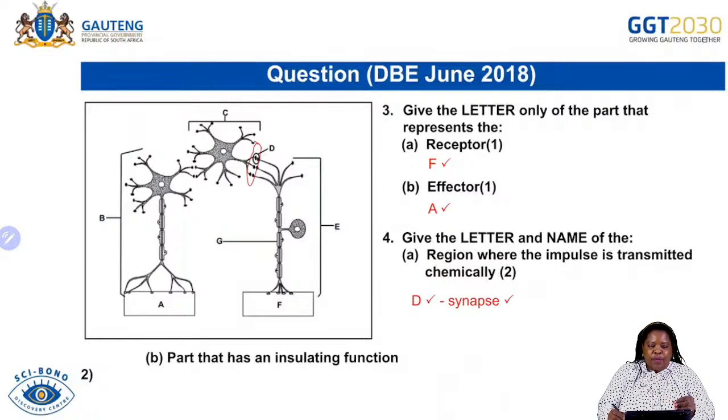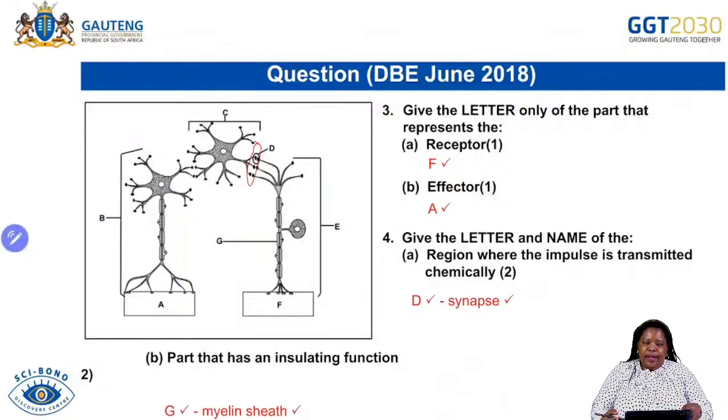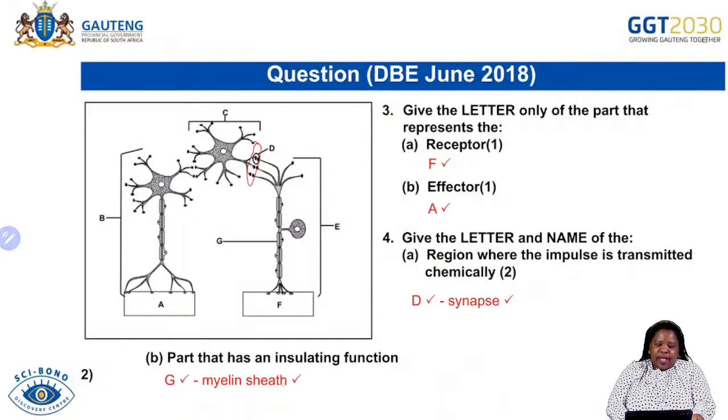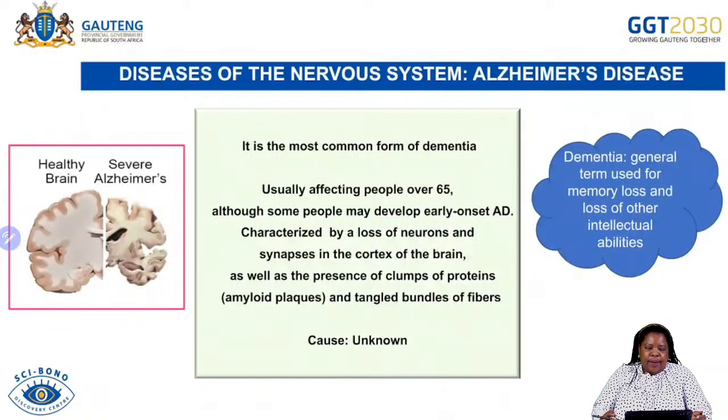Now with the gap, remember, impulses are transmitted from the dendrites to the dendrites of the next or the other neuron. Okay? All right, the part that has an insulating function is the myelin sheath. We have learned about that.